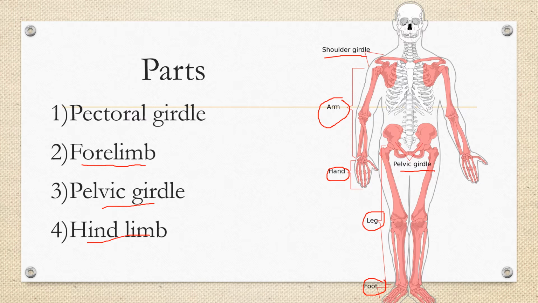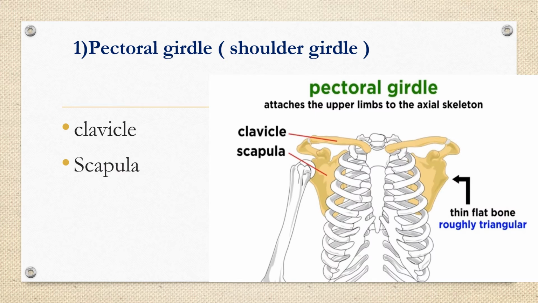In this video, you will learn about two parts of the appendicular skeleton, the pectoral girdle and the forelimb, and the bones that are present in the pectoral girdle and forelimb. First of all, you have to know what the pectoral girdle is. Pectoral girdle is the shoulder girdle; the bones that are present in your shoulder are called the shoulder girdle. So the bones present in the shoulder are two bones. First one is clavicle and second one is scapula.